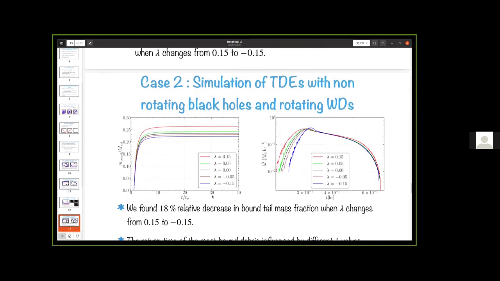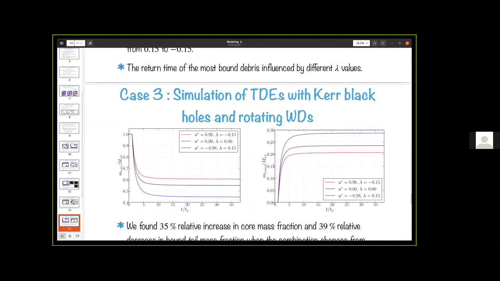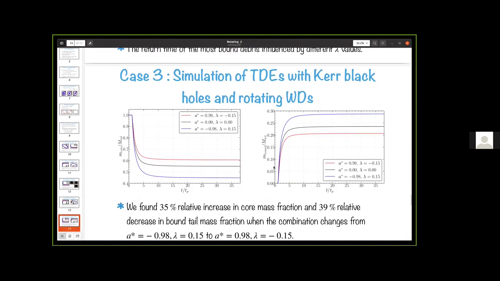Next, I have shown the bound tail mass fraction variation with the normalized time. Here again, we can see that for the prograde rotation of the white dwarf, more mass is present in the bound tail, which is also reflected in the fallback rate plot. However, one noticeable change is that for the prograde rotation of the white dwarf, the return time of the most bound debris is way ahead of the blue curve, which is the retrograde rotation. We found almost an 18% relative decrease in the bound tail mass fraction when lambda changes from 0.15 to minus 0.15. Next, I have considered the simulation of TDEs with spinning black holes and rotating white dwarfs.